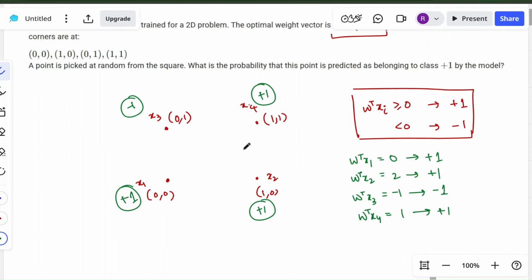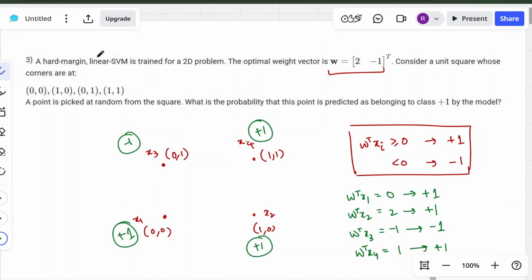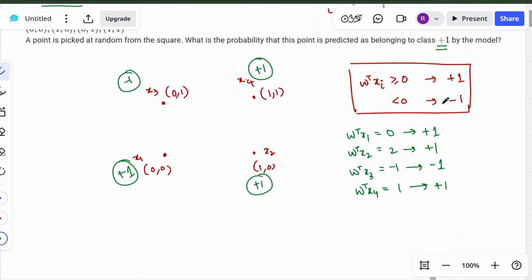The question is slightly tricky. What it says is, what is the probability? So first of all, you have to understand this. In hard margin SVM, all points are classified correctly. So whatever we obtained via predictions, they are the true labels, right? Now it says, what is the probability that this point belongs to class 1? Again, there are 3 plus 1s out of 4 data points. So the probability is equal to 3 by 4 or 0.75.